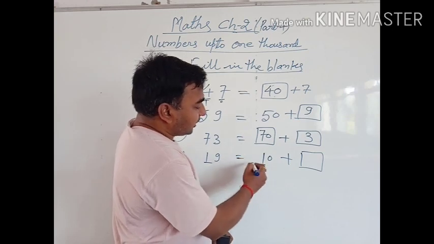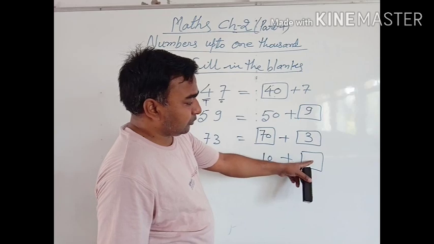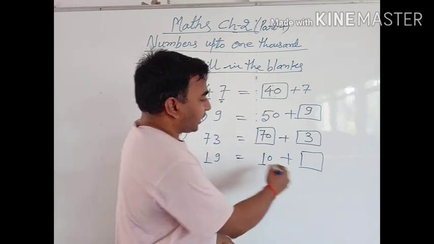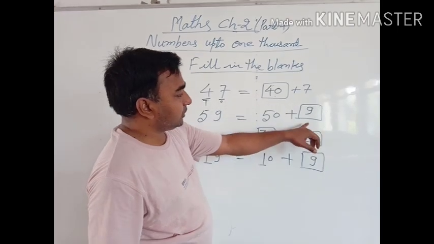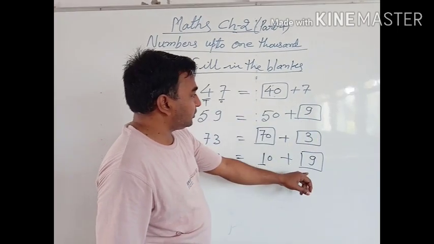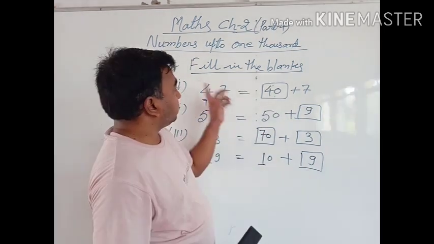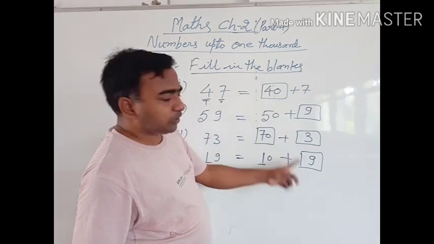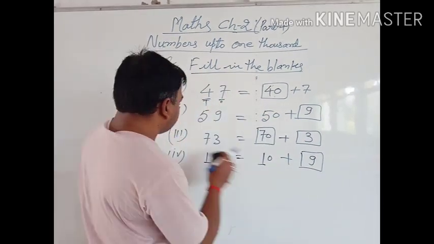I have already written 10. Which number is required to fill in this box? 9. So this is the answer: 40 in question number 1, 9 in question number 2, 70 in question number 3, and 9 in question number 4. This is our answer. So this is fill in the blanks with suitable number. Actually this question is related to place value.